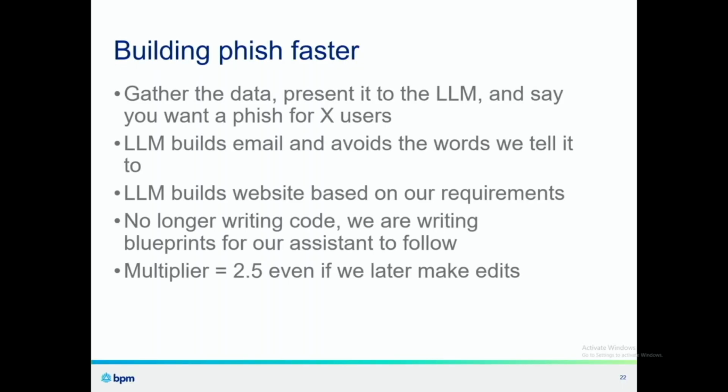So what are some other things that I've used to augment? Building fishes faster. Building a fish typically involves 2 main components. We need a website that they can visit and they can input their information into, and we need an email or some other context to try to hook them and visit that page. Both of these LLMs are actually really good at doing.